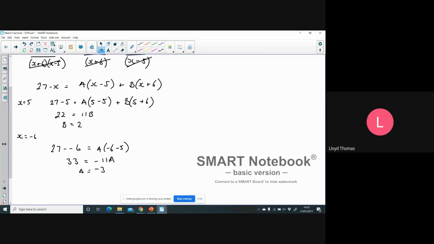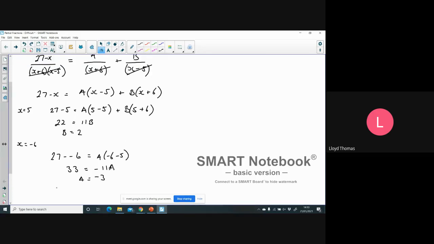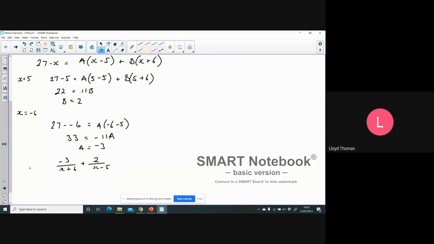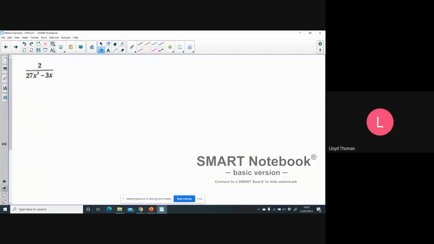We just need to sub them in for a final answer of minus 3 over x plus 6, just plugging in minus 3 into this A up here. And B is 2, so that's going to give me 2 over x minus 5 for my final answer there. Okay. Next question.